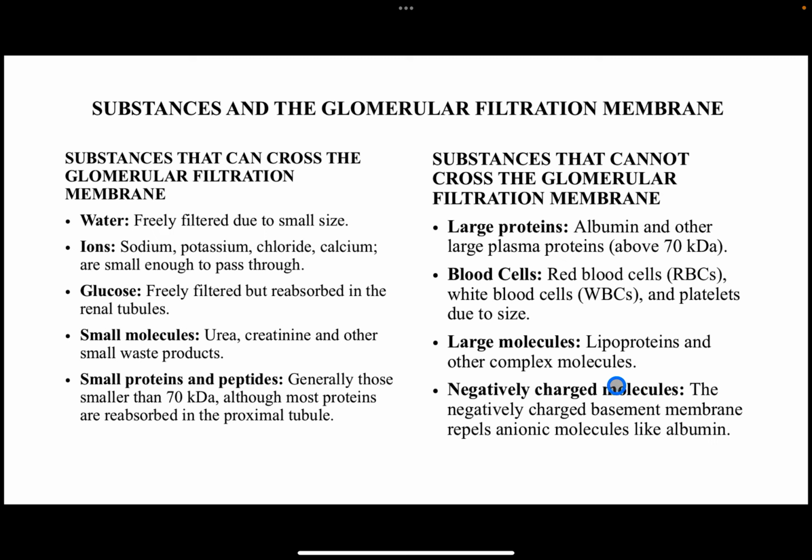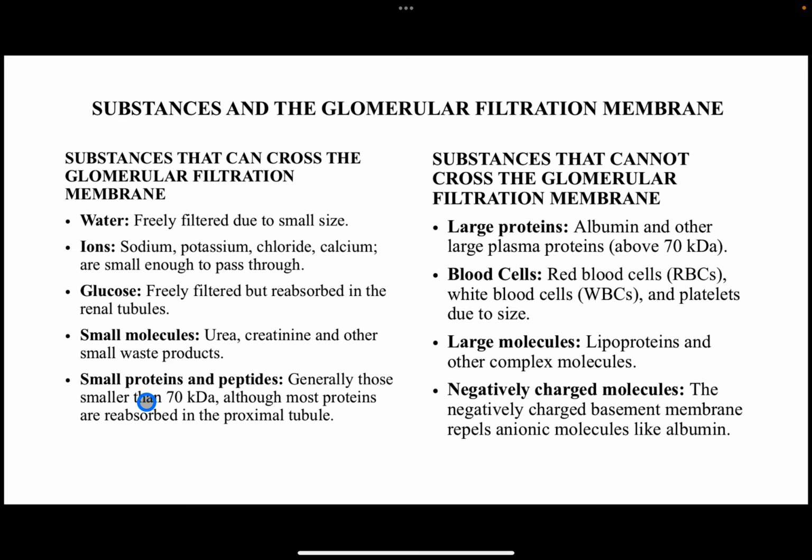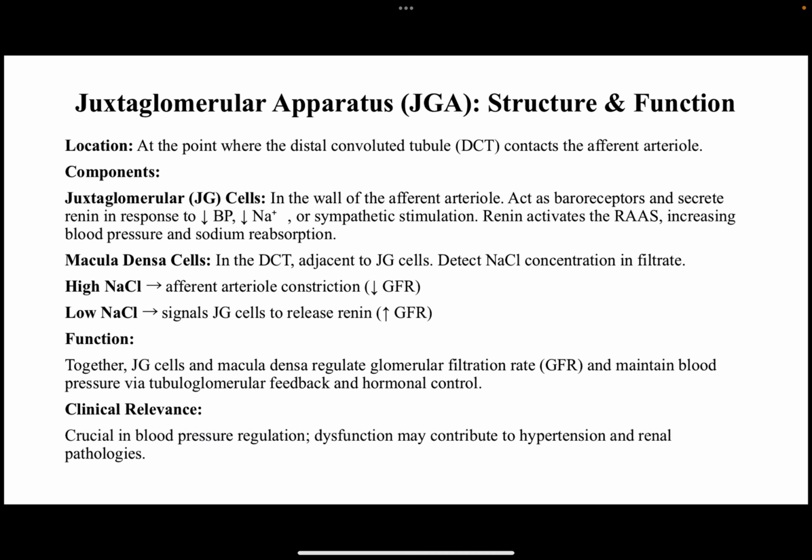So basically, this is it for substances in the glomerular filtration membrane. These substances on our left cannot cross the glomerular filtration membrane, but these substances can cross the glomerular filtration membrane. All right, so I've explained the juxtaglomerular apparatus.